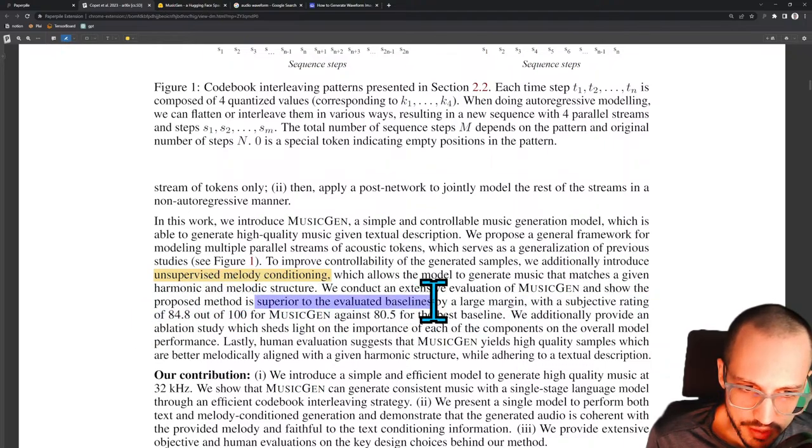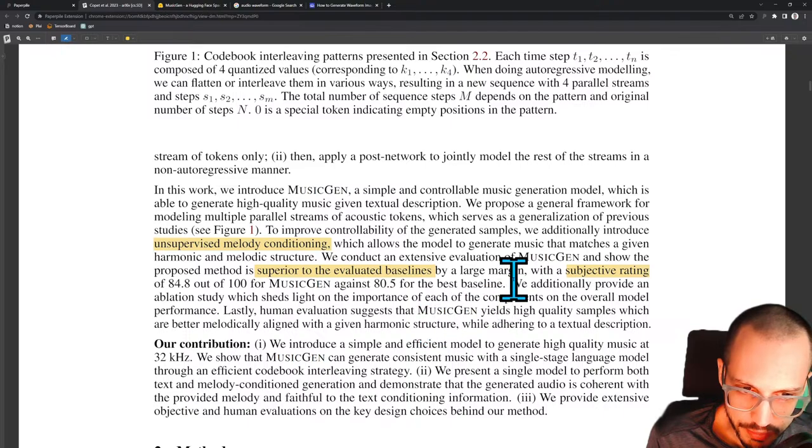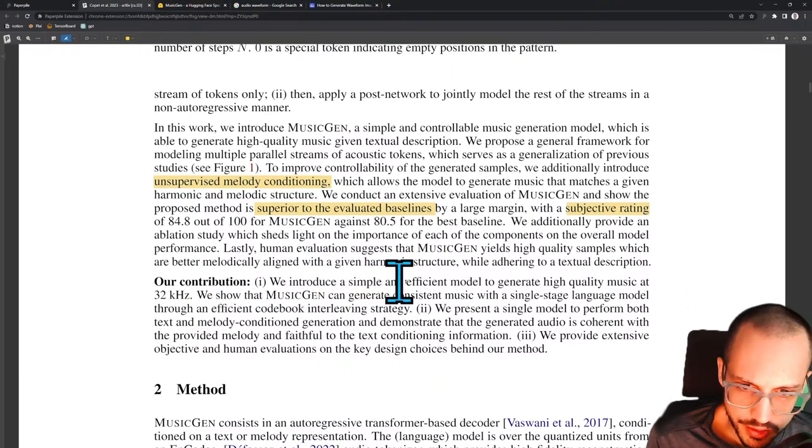Superior to evaluated baselines according to subjective ratings, so that's potentially promising, but it depends on what they're comparing to, of course. We provide an ablation study which sheds light. Human evaluation suggests that MusicGen yields high-quality samples, which are better melodically aligned. We introduce a simple and efficient model to generate music at 32 kilohertz.